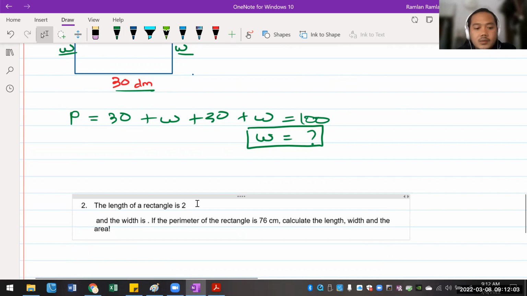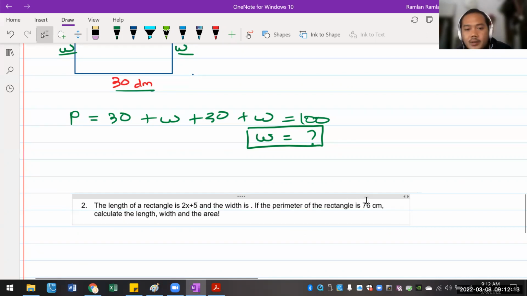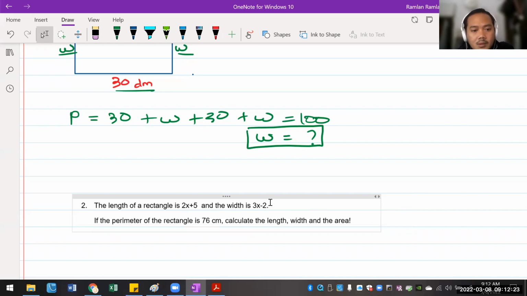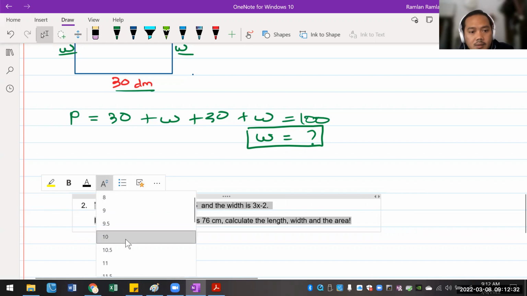Okay, so this is 2x plus 5. And the width is, wait, it's 2x minus 3. Okay, I'll make it a little bit bigger. It's too small.